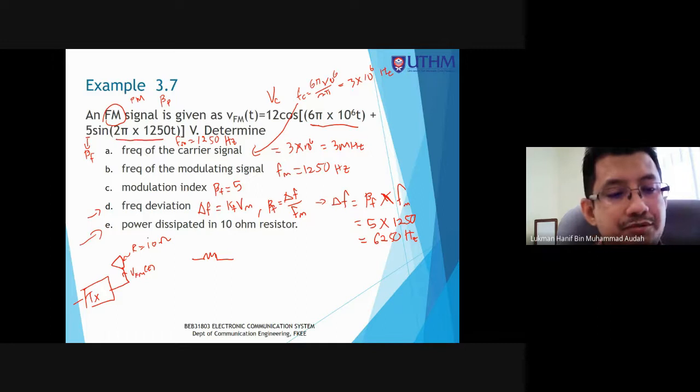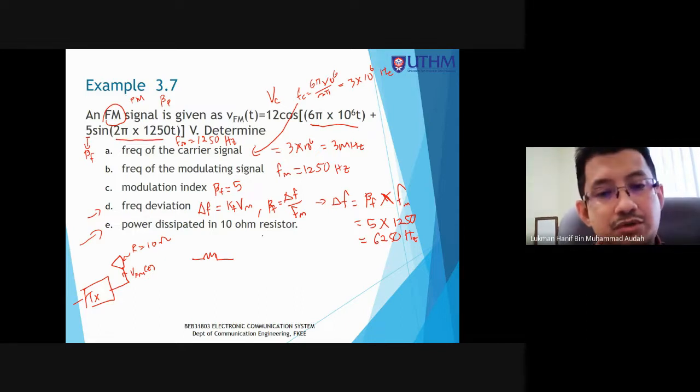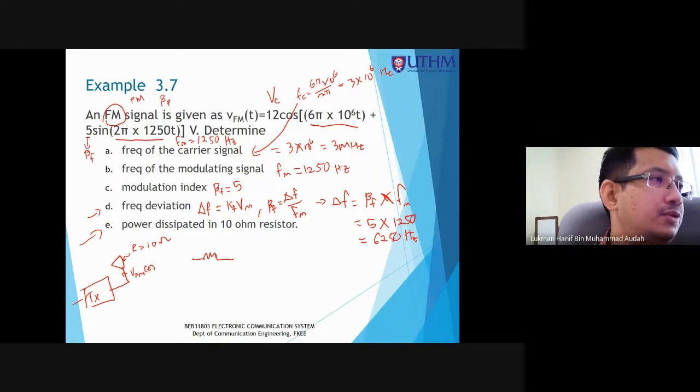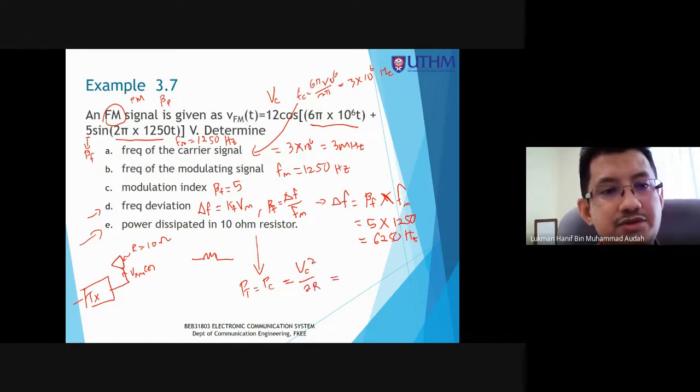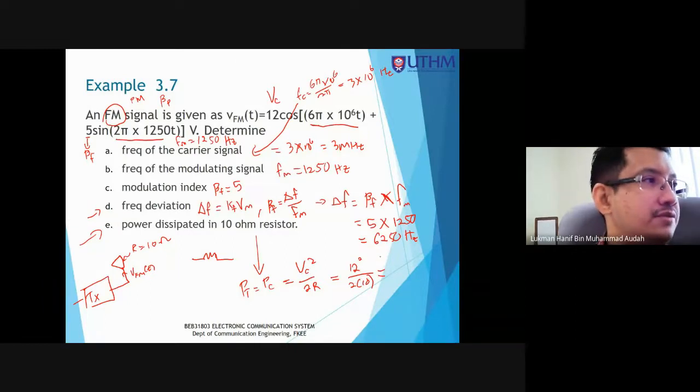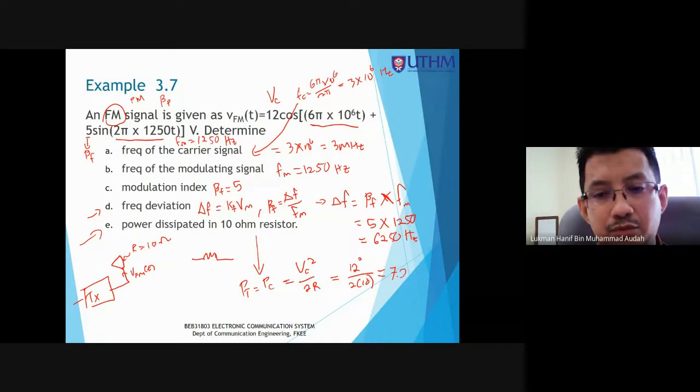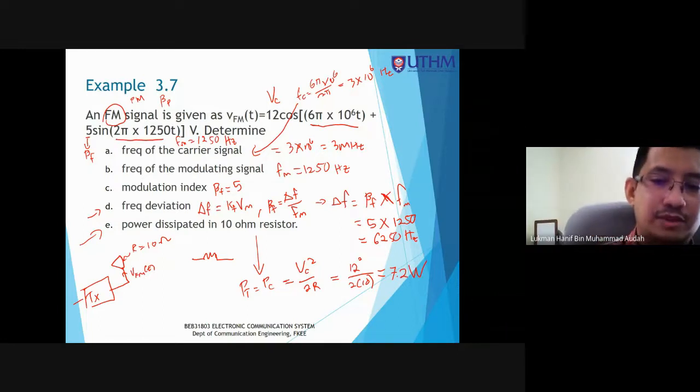Okay. So from there, that means you supply the total power to the antenna. So therefore we can calculate the total power. Dalam kes ini saya boleh guna persamaan ringkas. P total equal to PC, which is equal to VC square divide with 2R. So this is VC, how much? VC is 12, so that means 12 square divide with 2. Okay, so you will get this equal to 7.2 watt. Straightforward.